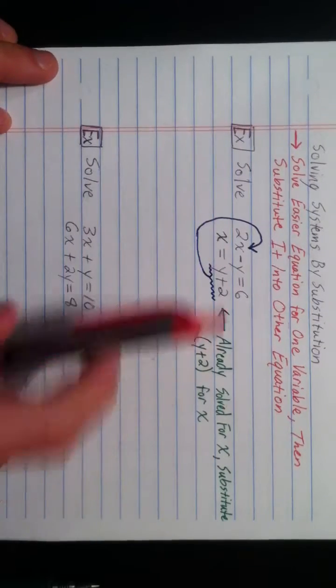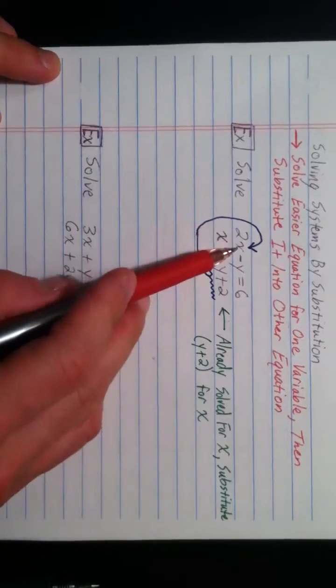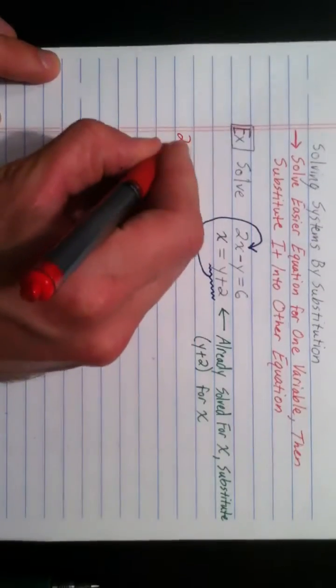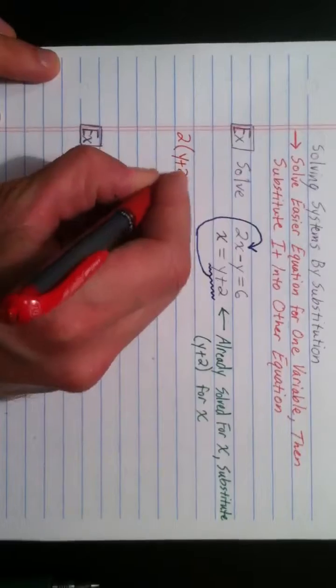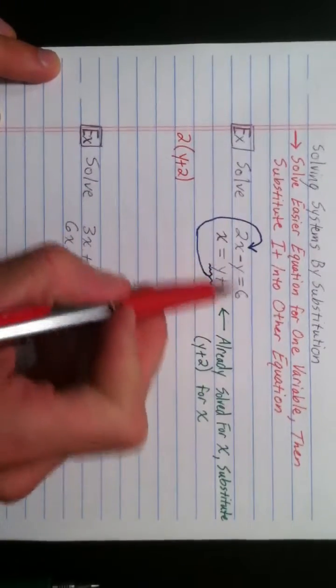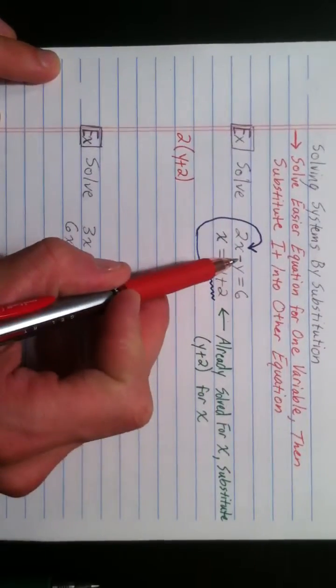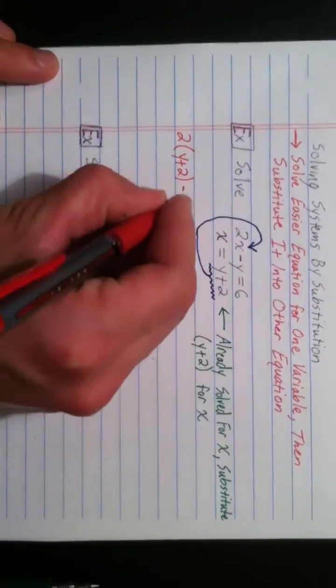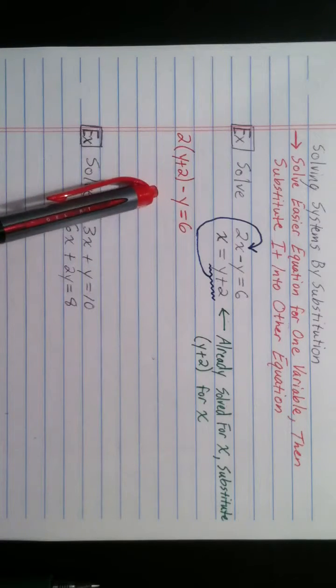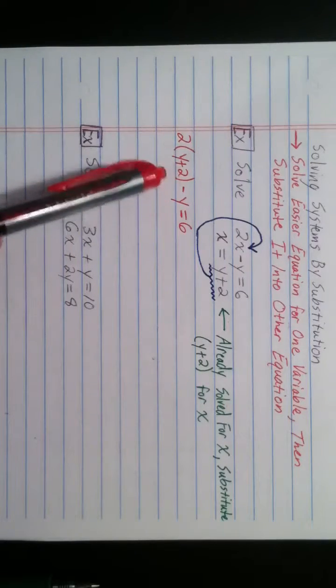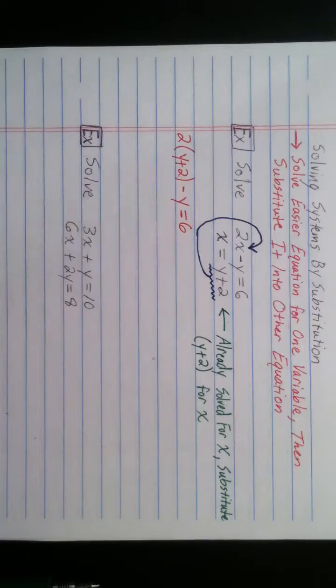So rewriting that first equation, we have 2 times x, 2x. So we're going to replace that x with the y plus 2, and then just jot down whatever the rest of the equation had. Minus y equals 6. What this did for us is it gave us an equation now that's in one variable. It's all in the variable y. We're not dealing with two variables anymore. So we can simplify this equation, combine like terms, get it down to a single y term, and then solve for y.